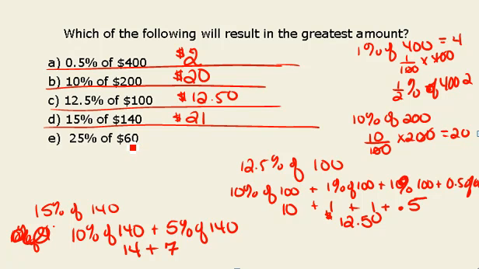into 4 equal-sized pieces. Therefore, 25% of 60 is equivalent to $15, or 60 divided by 4 equal-sized groups, giving me 15. Therefore, I can see that D is my answer.